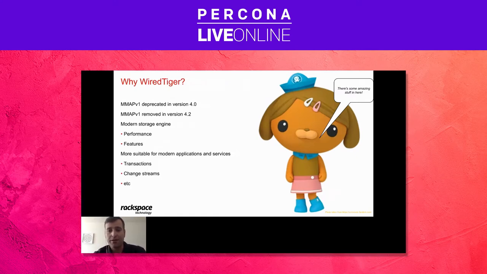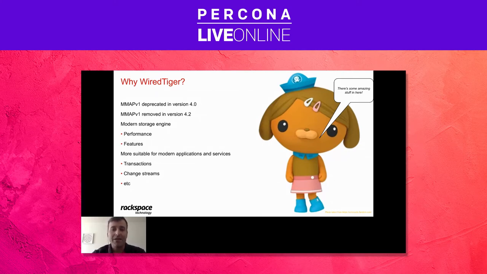Well, first, it's a necessary evil. And I'm Greek, by the way, and Greeks love this expression, necessary evil. You're going to hear that from a Greek every day. But MMAP is deprecated in 4.0 and removed in 4.2, which makes it a necessary evil. But the truth is that most new features in MongoDB had stopped being backported to MMAP way before that.